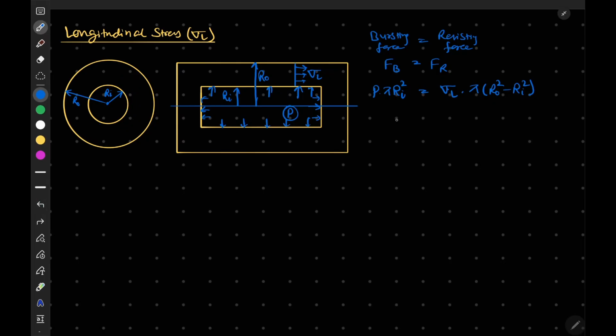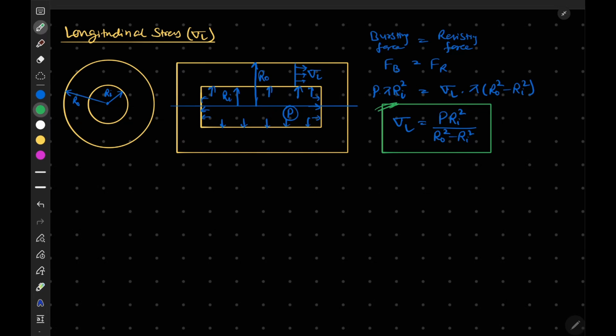So from here I can write my sigma L value. Sigma L is equal to P Ri square divided by R naught square minus Ri square. This is your sigma L value, the longitudinal stress.